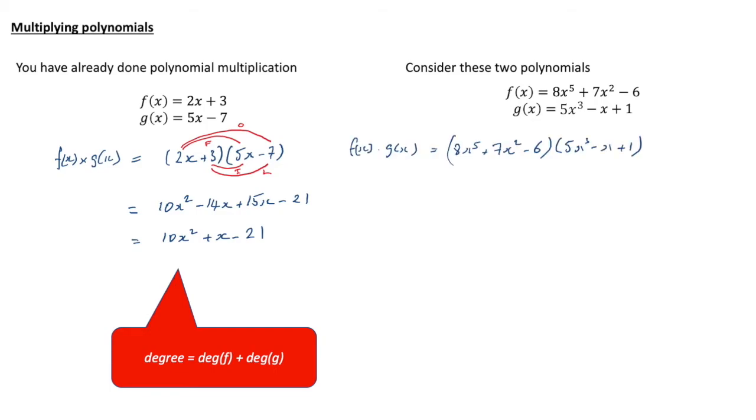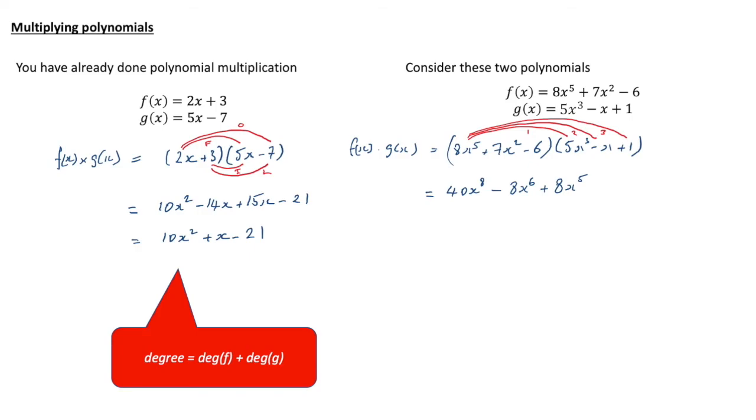So we'll write it out. f of x times g of x is all that lot, and to do that it's good to be systematic. So what I'm going to do, I'm going to first of all do the first term, the 8x to the 5 in the first bracket, and I'm going to times each of the other terms. So 8x to the 5 times 5x cubed is 40x to the power of 8. 8x to the 5 times minus x is minus 8x to the 6. And 8x to the 5 times 1 is 8x to the 5.